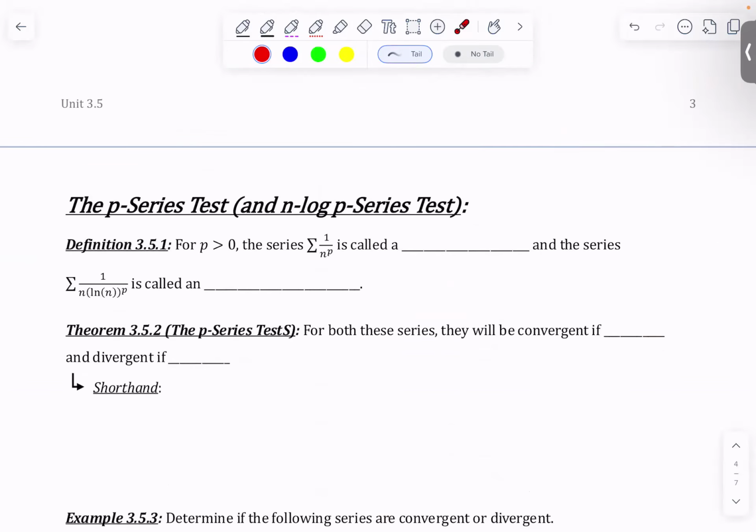All right. The P series test and the n log P series test. So for P strictly greater than 0, the series from n equals 1, or n equals 3 billion, n equals 5, whatever it is, to infinity, of 1 over n to the p is called a P series. And if you have 1 over n times log n raised to the p, it's not n to the p, it's n times log n to the p, that is called an n log p series.